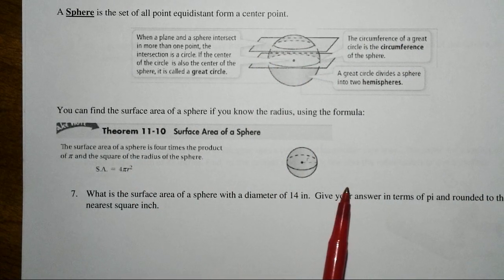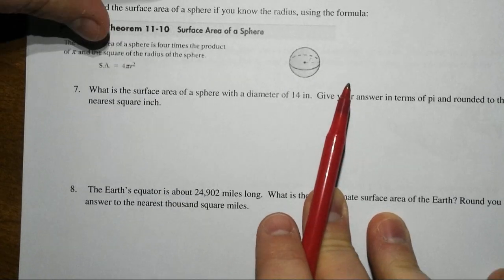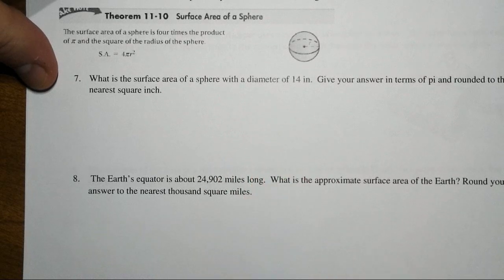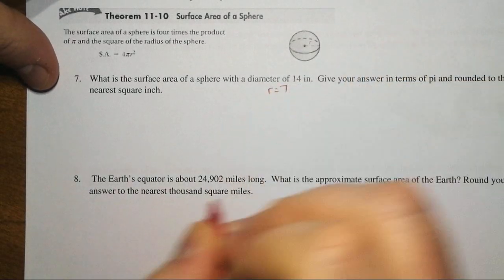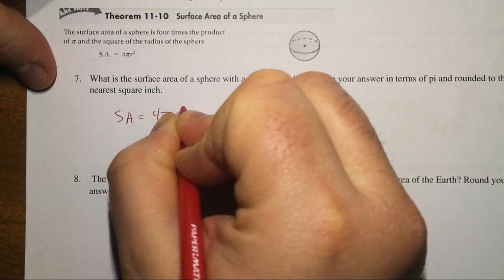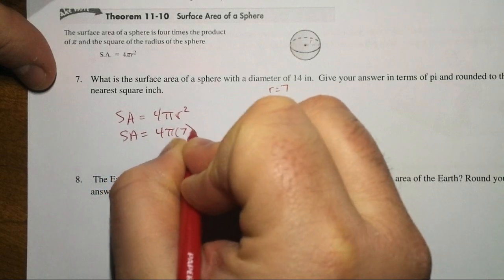There's no lateral area to a sphere, because there's no base to it, so it just has a surface area, and we'll talk about volume a little later, okay? So what's the surface area of a sphere with a diameter of 14? That means the radius here is 7, so we just do surface area equals 4 pi r squared. We get 4 pi times 7 squared.